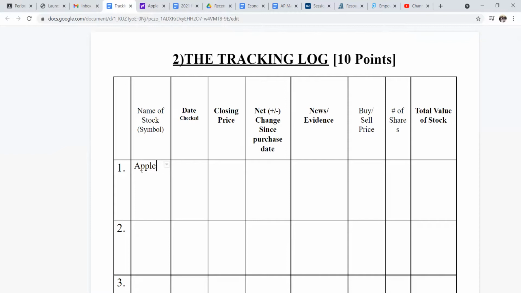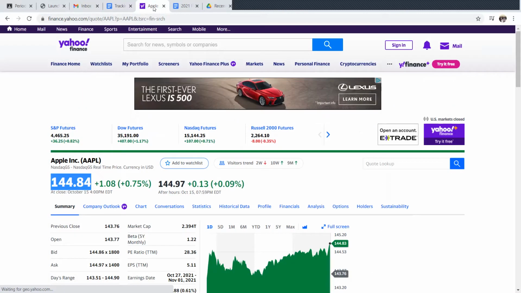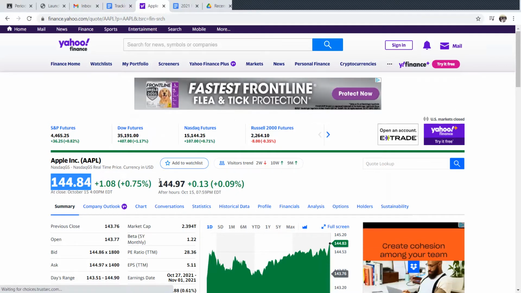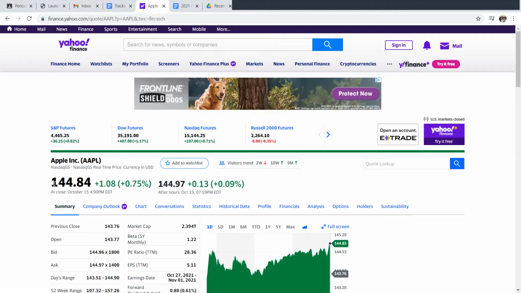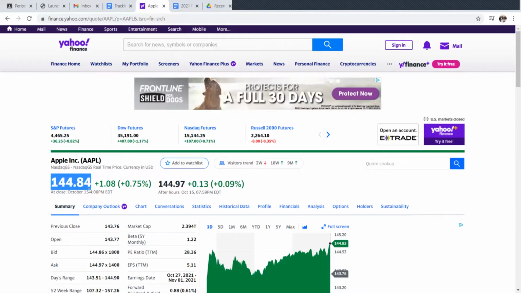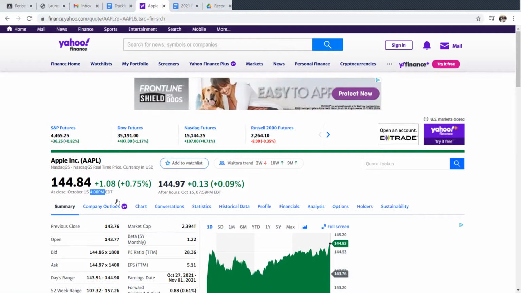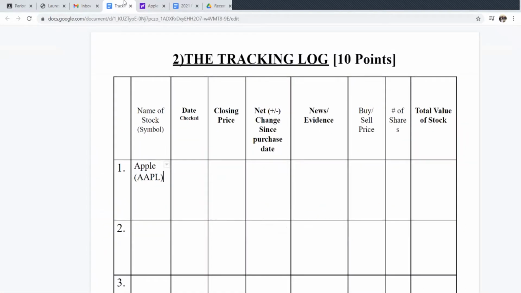So the name of my first stock is Apple. The symbol is AAPL. And that, by the way, can be found right at Yahoo Finance. And Apple closed at 144.84. I'm not going to look at this price. This is the after hours pre-market price. I want to look at this big number, which is what Apple closed at on Friday. Again, I can't check it before 4 p.m. on Friday, because if I do that, it's still going to be trading and the price is going to fluctuate.